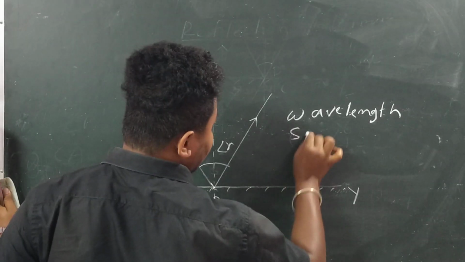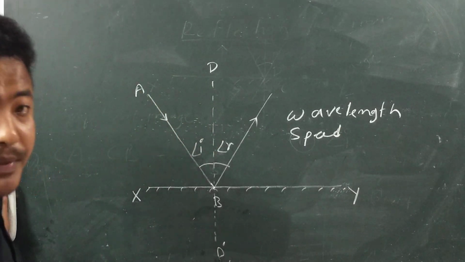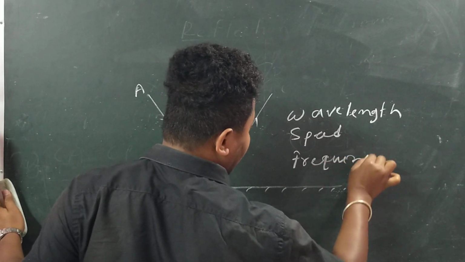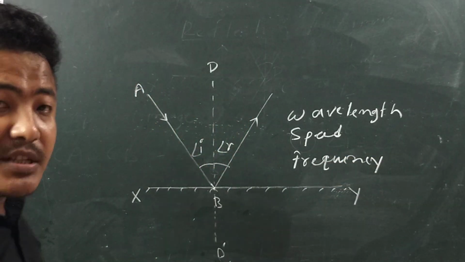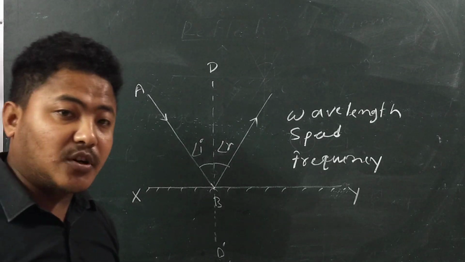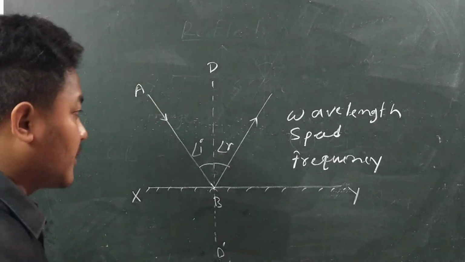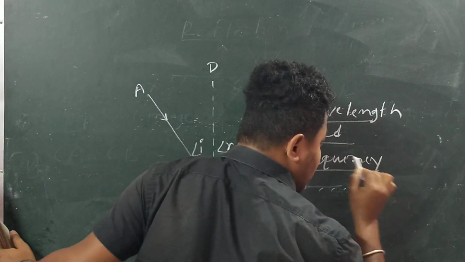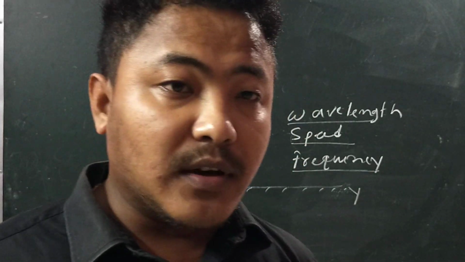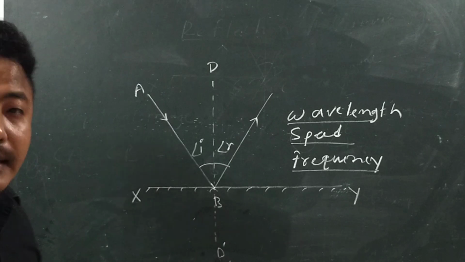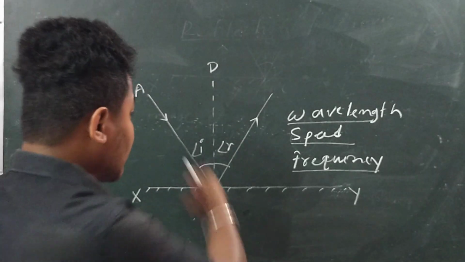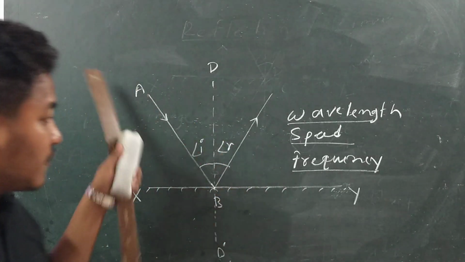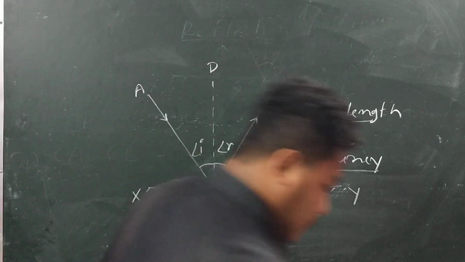Next, your speed will not be changed. Speed will not be changed, and frequency. What? Frequency will not be changed. These three things will remain constant in the case of reflection of light. You please remember it. Wavelength will not change, speed will not change, and frequency will also not change in case of reflection of light. That is a very important thing. Only intensity of light might get changed in case of reflection. What can get changed? Intensity of light might change in case of reflection of light. Okay, you will note it down.